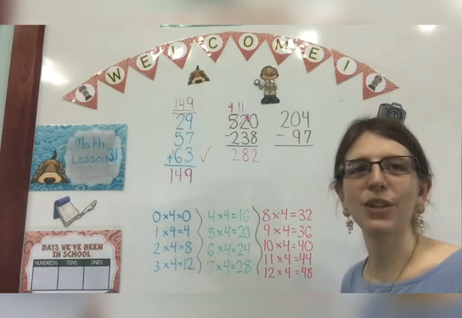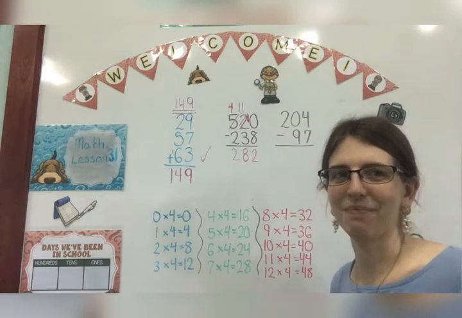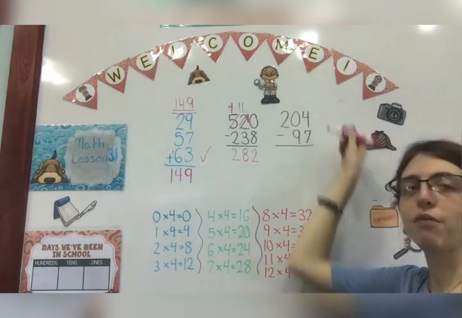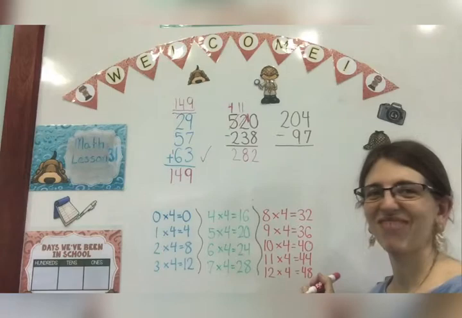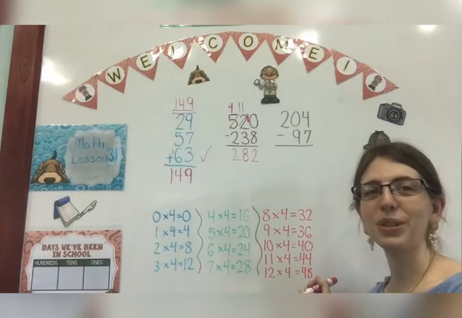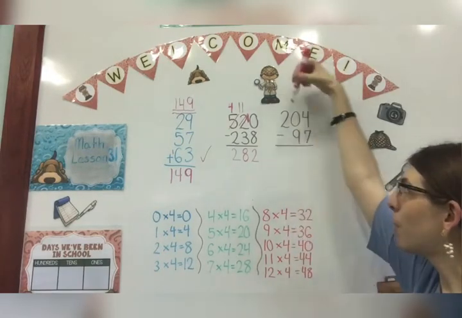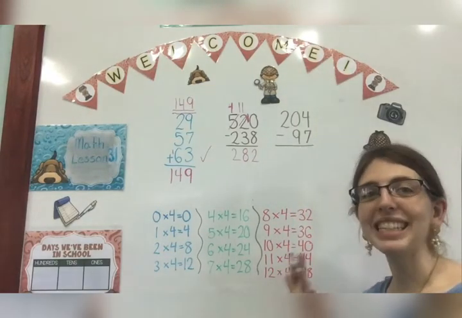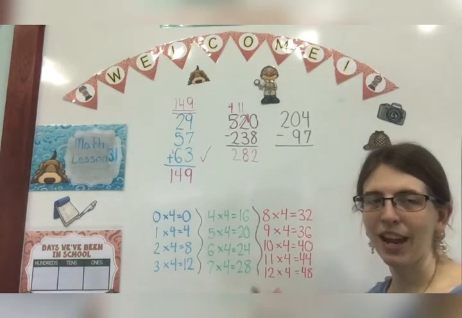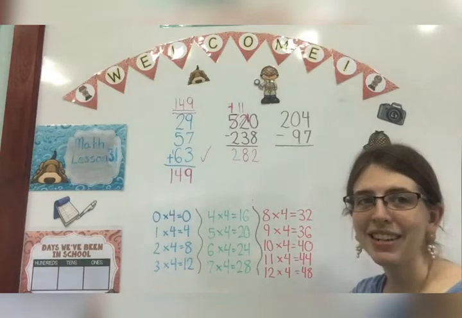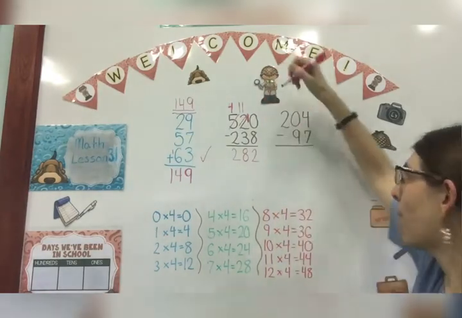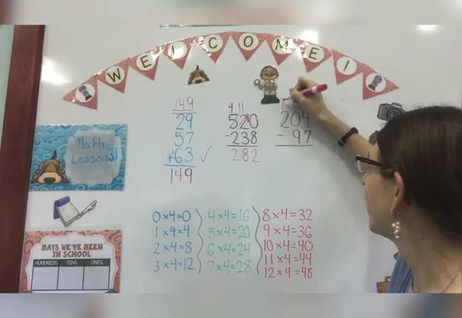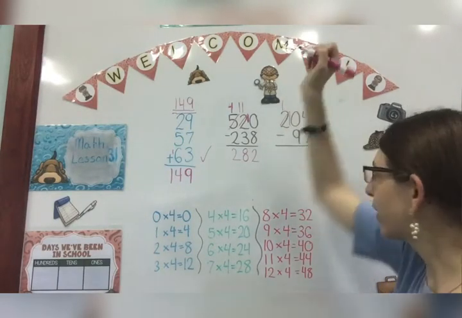Okay, let's try 204 minus 97. Can I subtract 7 from 4? No, because 4 is too small, so I have to borrow. Can I borrow from 0? No, because 0 is nothing. I can't take anything from it. So I have to go to the next number, which is 2, and borrow from the 2. I'm left with 1, and I have my 1 over here.